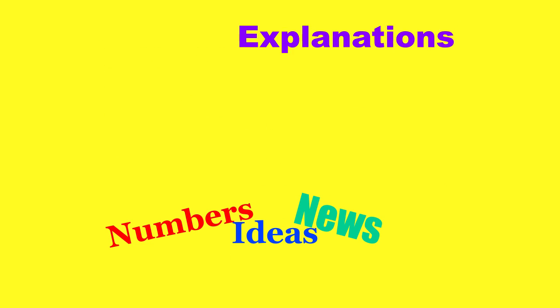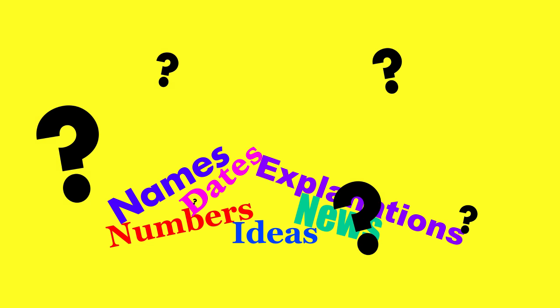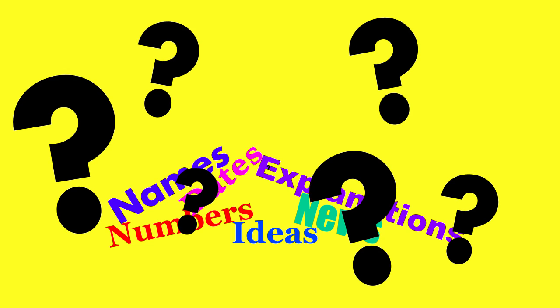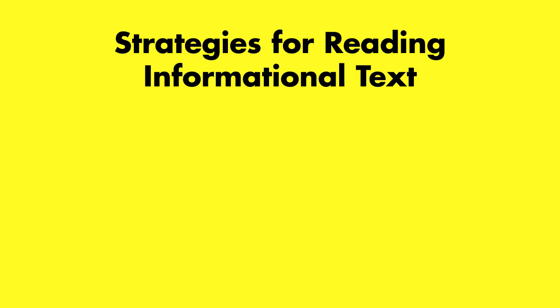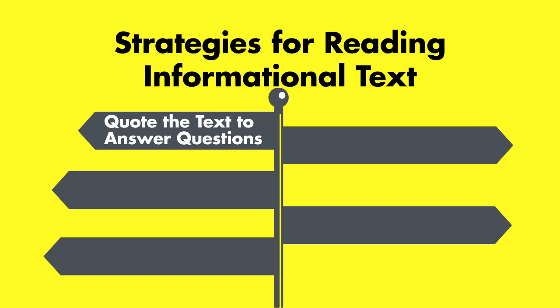Sometimes, there is so much information in a text that it is easy to feel lost. Where should you begin? Which pieces of information are most important? What do you need to remember? Luckily, you can use strategies to help you find your way when reading informational texts. One strategy is to quote details and examples from the text to answer questions.